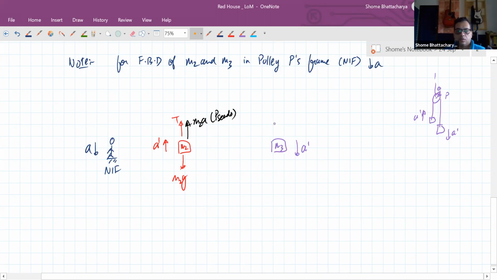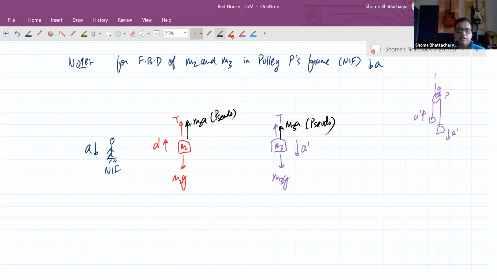So again, the forces by the external agents are this, but in addition to that there is pseudo force. And on this, the pseudo force's magnitude will be different because mass is different, but the direction will be the same. So this will be m3a. That is the pseudo force acting on this guy.